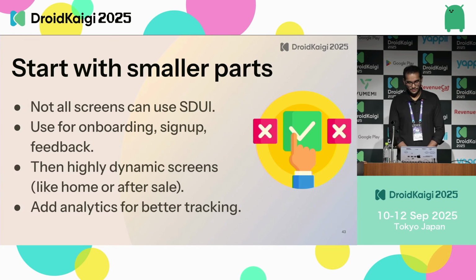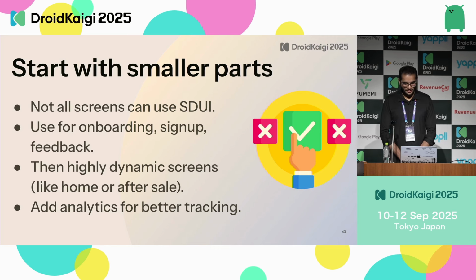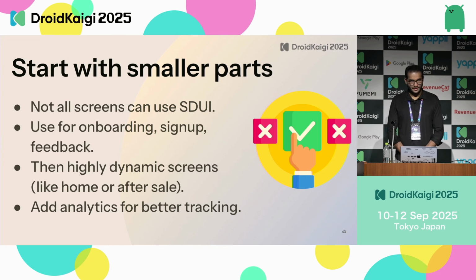When starting with SDUI in an existing project, never try to redo the whole app from scratch. Begin with areas where fast iteration is really required, like onboarding, signups, feedback forms. Gradually add the SDUI to more screen components of the app as you see the success.